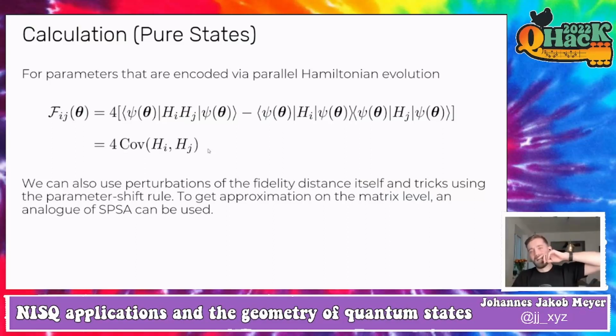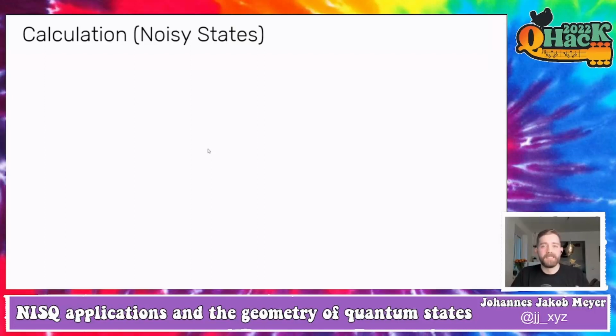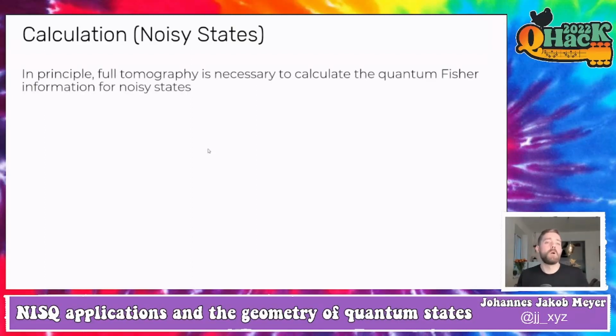And as I already hinted at, this is for pure states. For noisy states, this gets even more complicated. In principle, you would need full tomography of the whole state, which is really hard to calculate, this quantum Fisher information for noisy states. But people have been thinking a lot about that problem too.